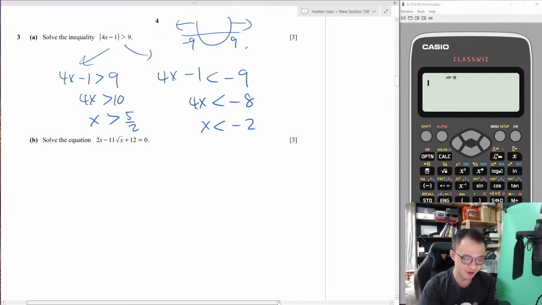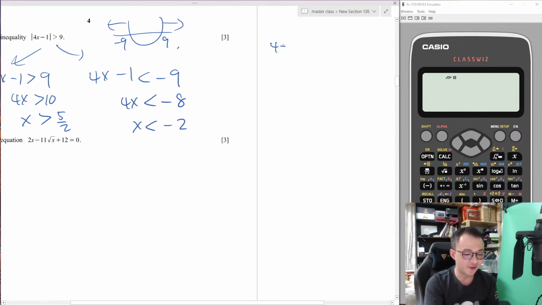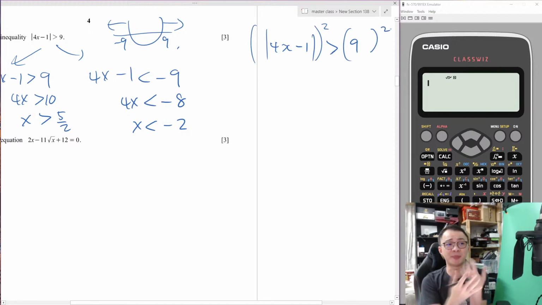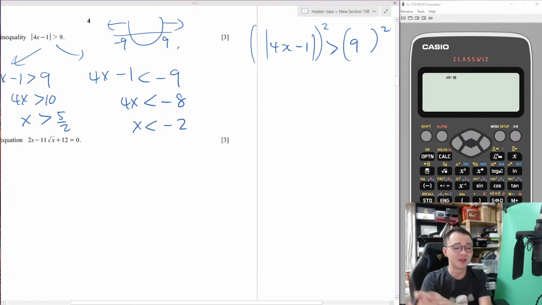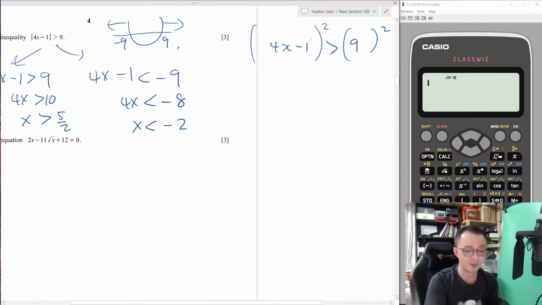Alright, let's say I have |4x - 1| > 9. If this is a modulus, then I will square both sides. What's the purpose of modulus? The purpose of modulus is to make the value inside always positive. But if I square it, whether negative or positive, I also get a positive. So if I square both sides, I can eliminate the modulus.